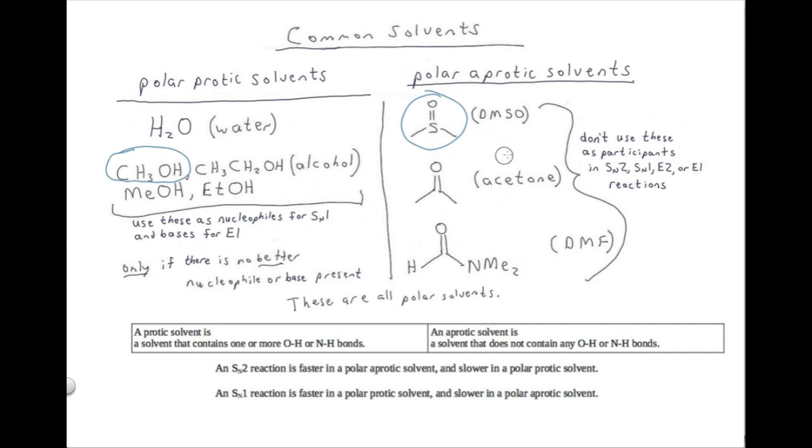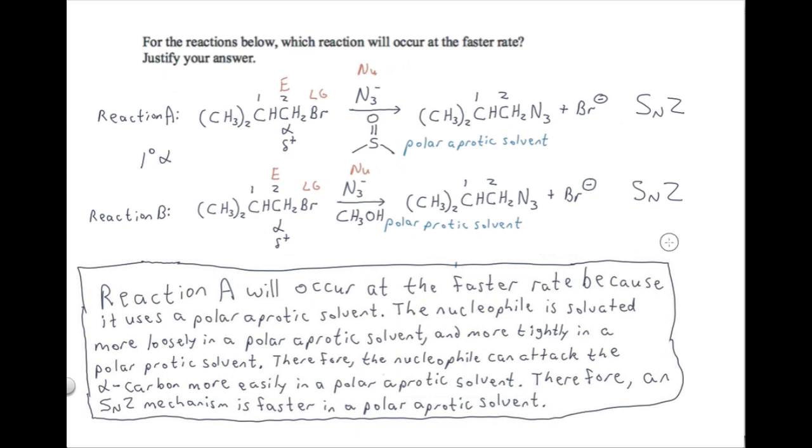Now we know that both reactions are SN2 reactions, and we know that SN2 is faster in a polar aprotic solvent and slower in a polar protic solvent. So here's our answer. Reaction A will occur faster because an SN2 mechanism occurs more quickly in a polar aprotic solvent.